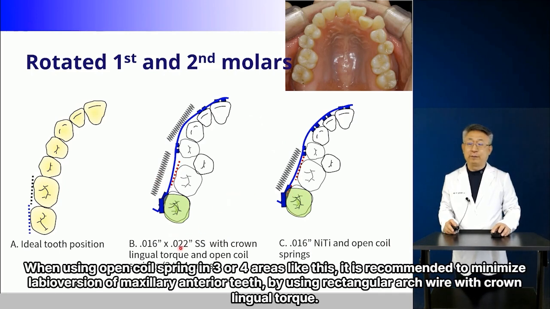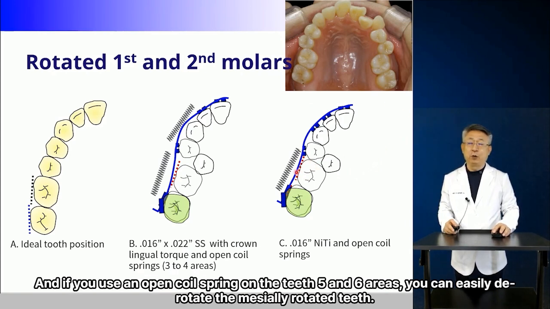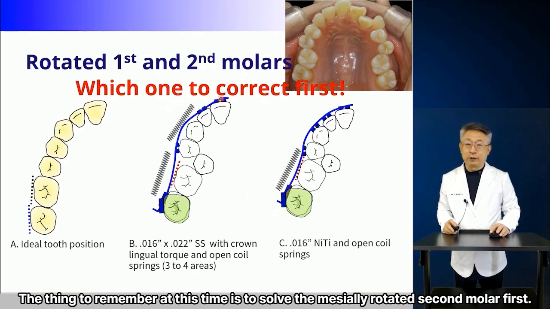When using open coil springs in 3 or 4 areas like this, it is recommended to minimize labioversion of the maxillary anterior teeth by using a rectangular archwire with crown lingual torque. After the 8 teeth of the anterior part are aligned first, the 8 teeth are grouped into one unit so that they act as anchors. And if you use an open coil spring on the teeth 5 and 6 areas, you can easily derotate the mesially rotated teeth. The thing to remember at this time is to solve the mesially rotated second molar first.